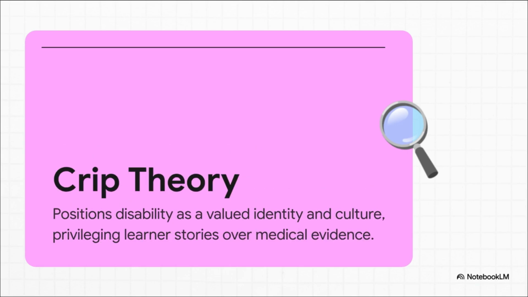And a final piece of the toolkit is crip theory. This one is powerful because it reframes disability as a valued identity, as a culture. And from this point of view, the learner's own story, their lived experience, is considered just as valid, if not more valid, than a formal medical diagnosis. It really pushes us to make the whole process of disclosing a need as easy as possible.